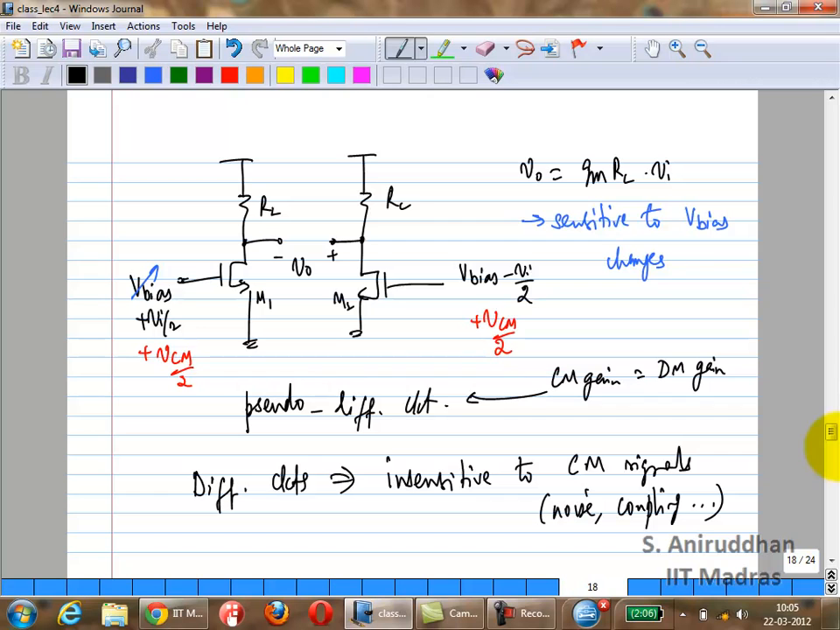Yes, but the difference is the common mode gain is equal to the differential mode gain. You're right. If everything else is perfectly matched, the common mode signal would get cancelled. But the difference is the common mode rejection ratio, which is defined as the common mode gain to the differential mode gain, right, is 1 in this case. In the other case, it's very small.